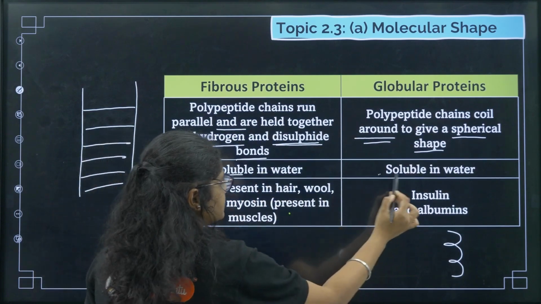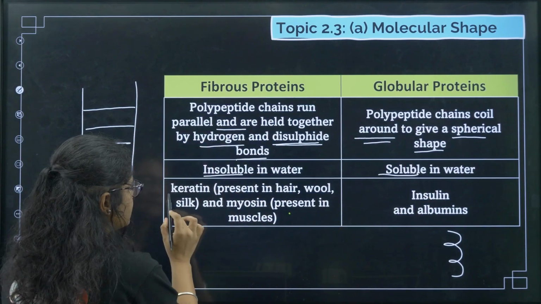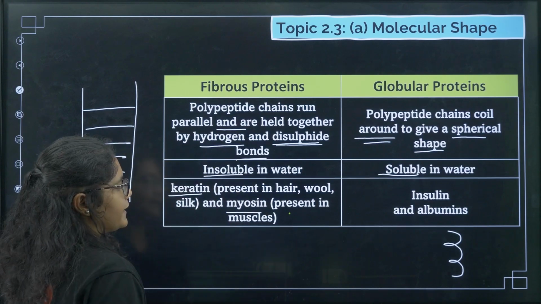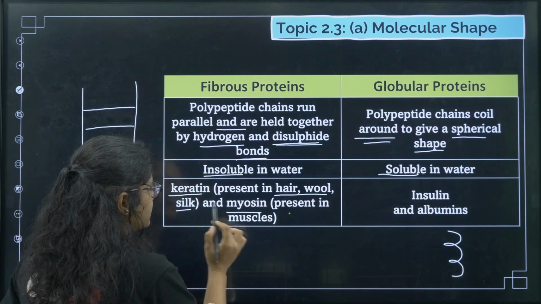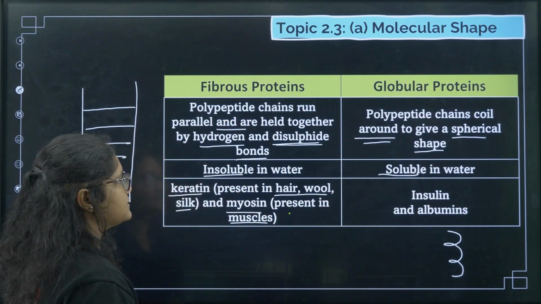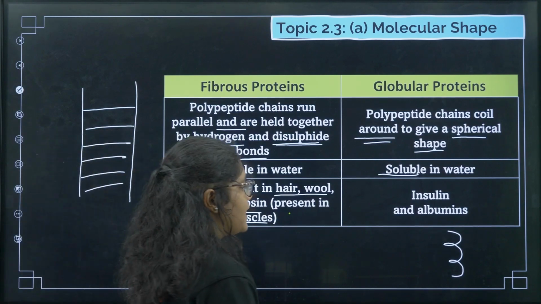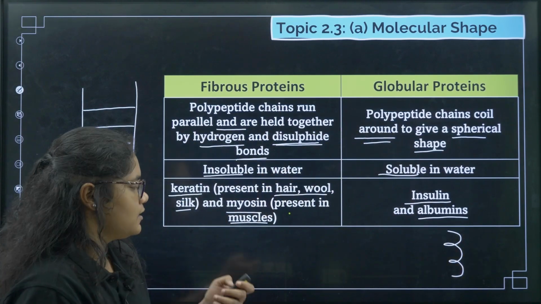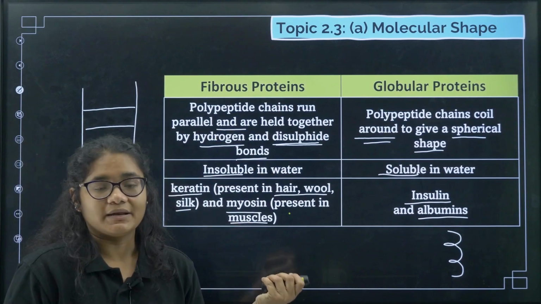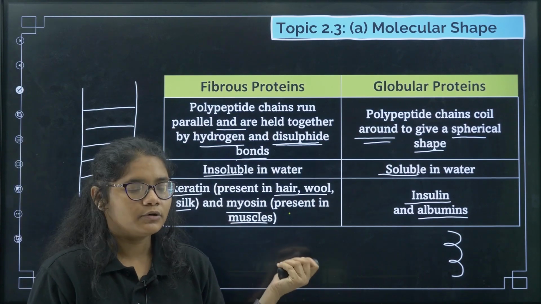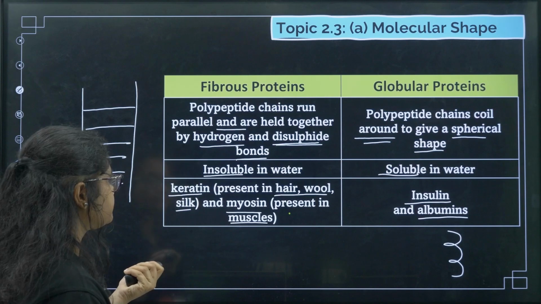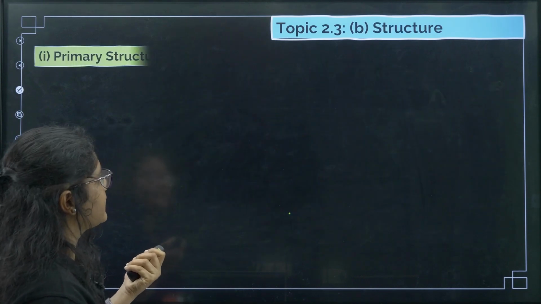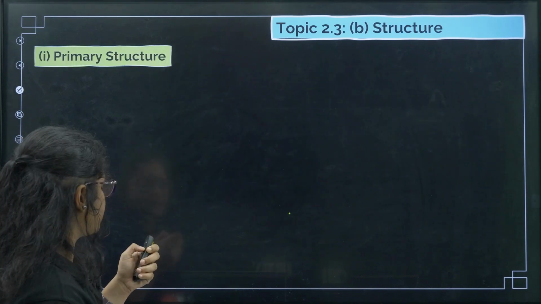Fibrous proteins are insoluble, globular proteins are soluble. Some examples are keratin and myosin. Keratin is found in your hair, wool and silk. Myosin is present in muscles. These are your fibrous proteins. And globular proteins examples are insulin and albumins. This difference is asked many times in the exam, in your PU board, so you need to remember it. Next we can just see the structure of proteins.